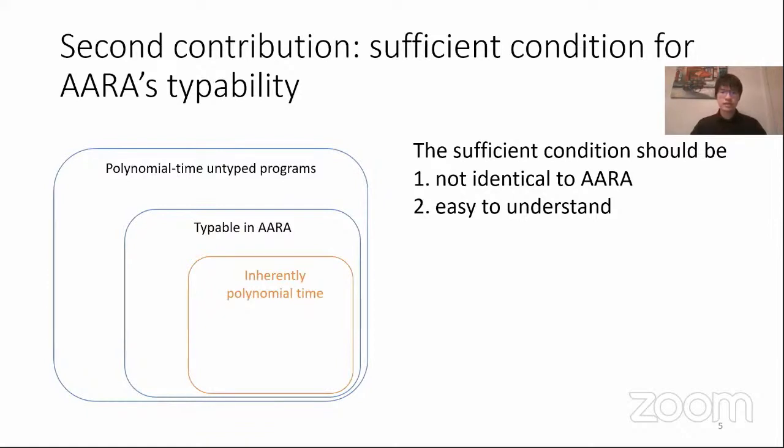We have 2 criteria for a candidate sufficient condition. Firstly, we don't want the sufficient condition to be identical to the type system of ARA. The sufficient condition will likely be defined axiomatically, and the type system of ARA is also defined axiomatically. So it would not be interesting if the sufficient condition is identical to the type system of ARA. Secondly, we would like the sufficient condition to be easy to understand. To analyze programs using ARA, because programs are sometimes untypable, users of ARA need to tweak their programs. This will require deep understanding of the underlying type system. To reduce the burden of non-expert users of ARA, we want the sufficient condition to be easy to understand so that users will have an intuitive understanding of when programs will be typable in ARA.